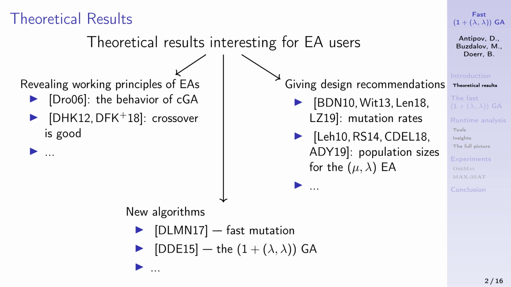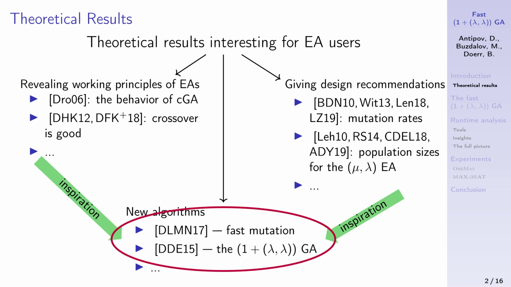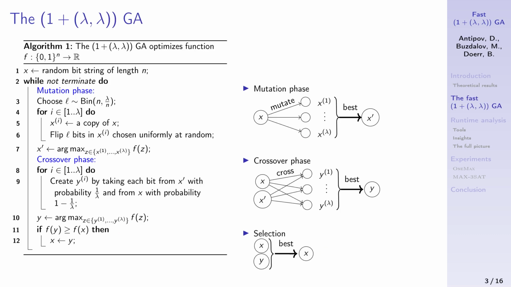And the third group proposes some new algorithms, operators, and so on that the user can use to solve their problems. And usually these three groups don't interact with each other, except that the inspiration for the new algorithms usually comes from the observations of some working principles or from some design recommendations, as it was in the case of the fast mutation operator and in the case of the 1+(λ,λ) GA. But in this work we take these two results and combine them into a new one. Let me tell you about these two previous results first.